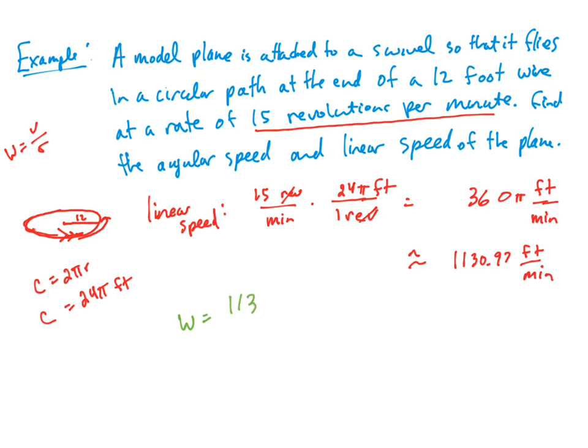All right, and then if we want to convert that into an angular speed, we're going to say 1130.97 divided by the radius. The radius was 12. Now this over here was in feet per minute. The radius is also in feet, so that's good. So our units are lining up. So we're just going to divide that by 12. We end up with 94.25 radians per minute.